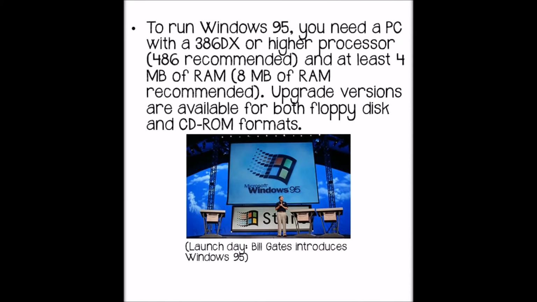At the time of the Windows 95 release, the previous Windows and MS-DOS operating systems are running on about 80% of the world's PCs. Windows 95 is the upgrade to these operating systems. To run Windows 95, you need a PC with a 386DX or higher processor, 486 recommended, and at least 4 MB of RAM, 8 MB of RAM recommended. Upgrade versions are available for both floppy disk and CD-ROM formats. It's available in 12 languages.